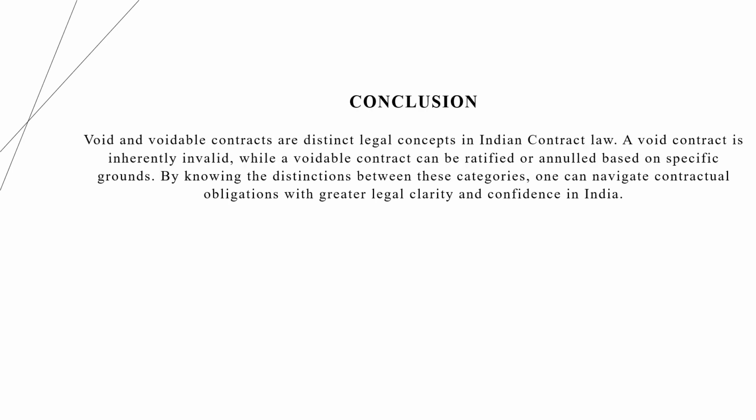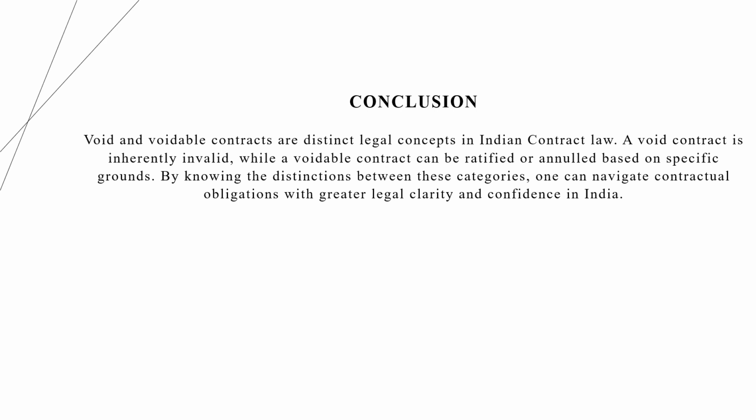Conclusion. In conclusion, comprehending the intricacies of void and voidable contracts within the context of Indian laws and legislation is of paramount importance. These legal distinctions serve as the cornerstones of contractual relationships in the country, ensuring that justice is upheld and fairness prevails in the realm of business and personal dealings. Understanding the categorization of contracts as void and voidable equips businesses, individuals, and legal professionals with the knowledge necessary to safeguard their rights and interests.